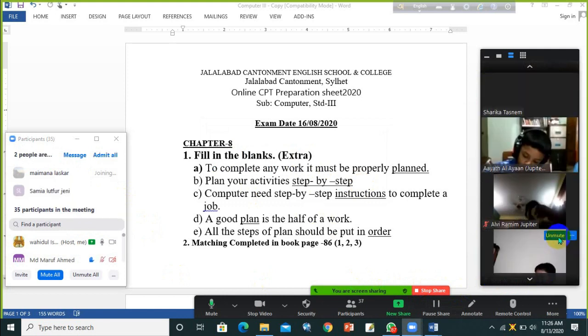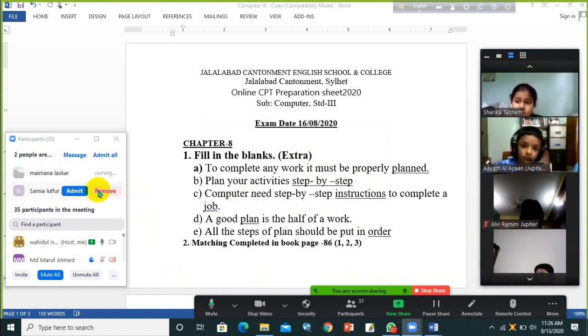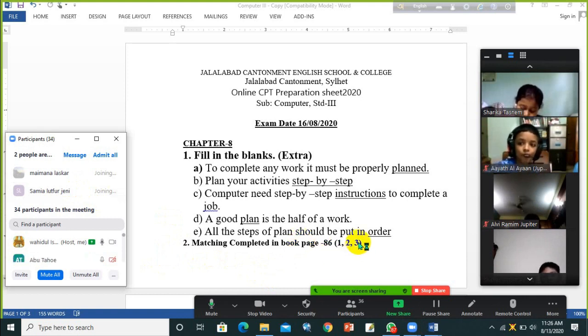Some of you unmute yourself. Why do you unmute? Please, if you unmute, it will disturb others. I'm muting again, you unmute if you have any question.